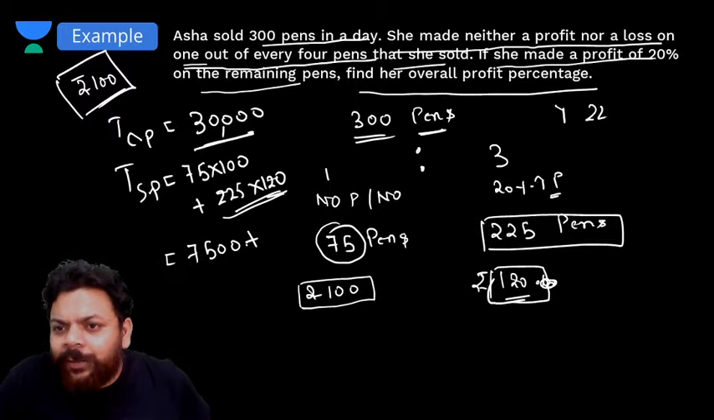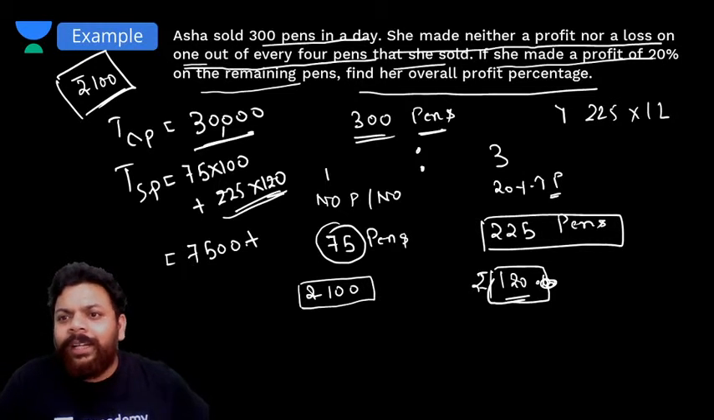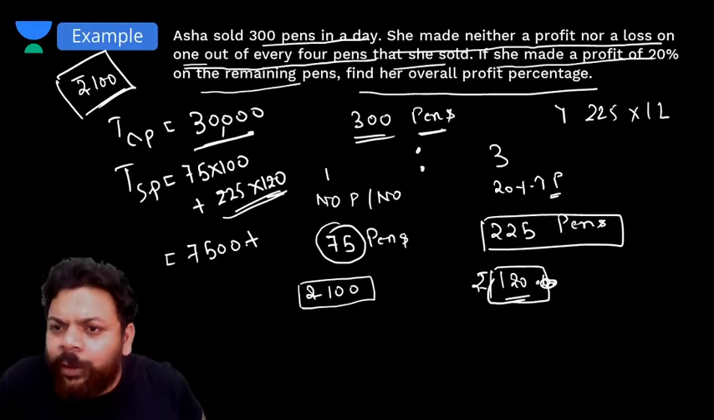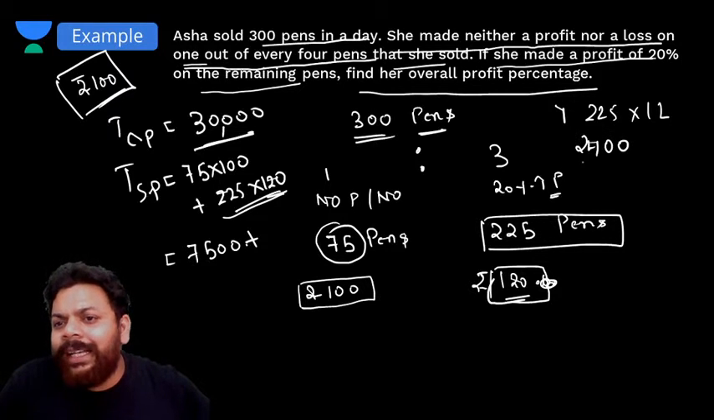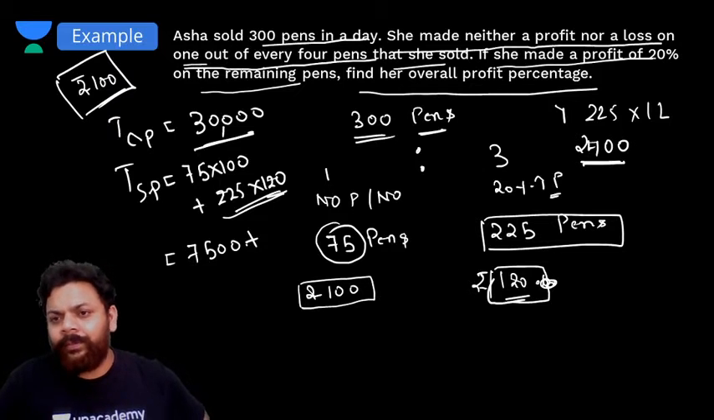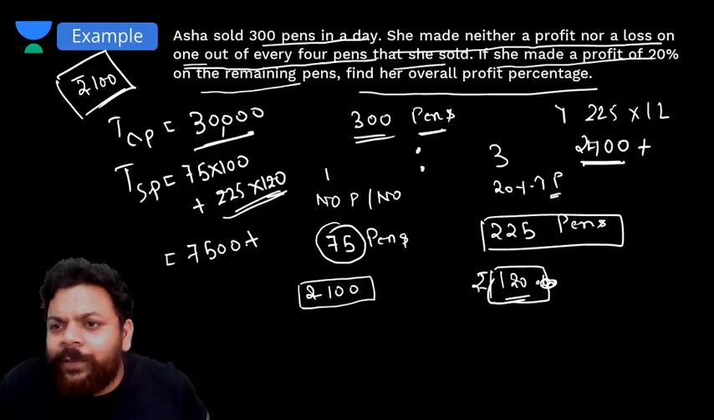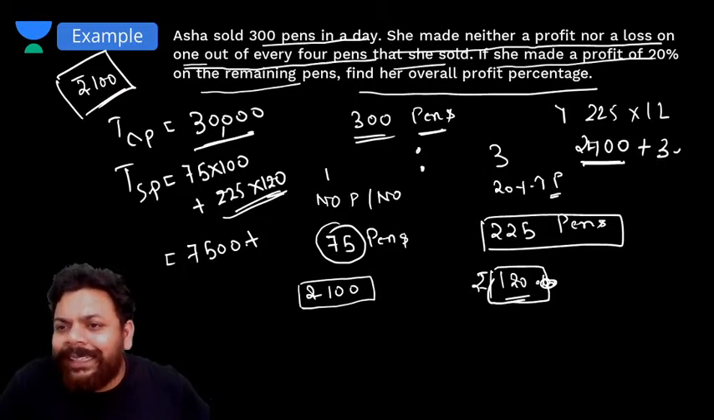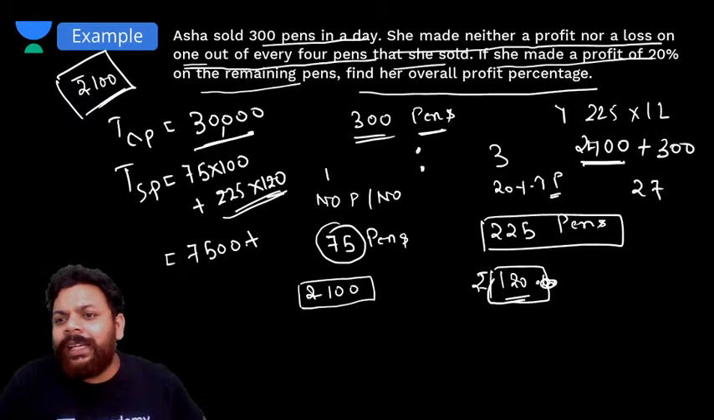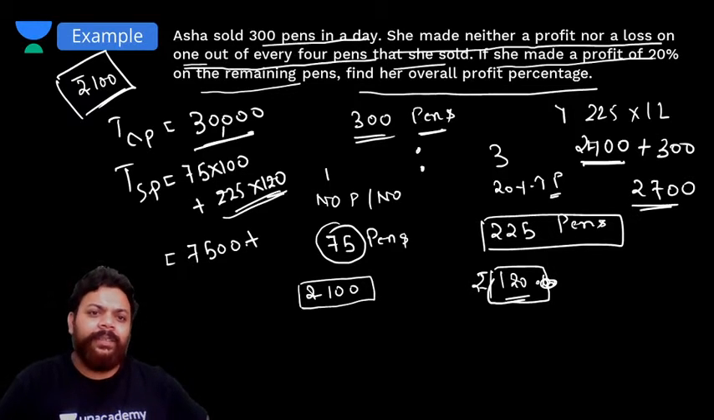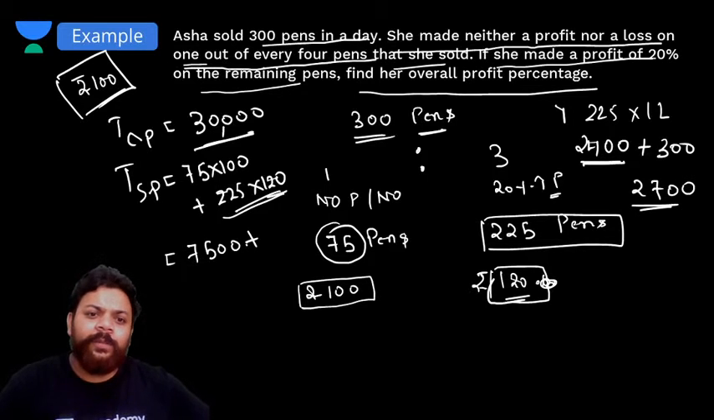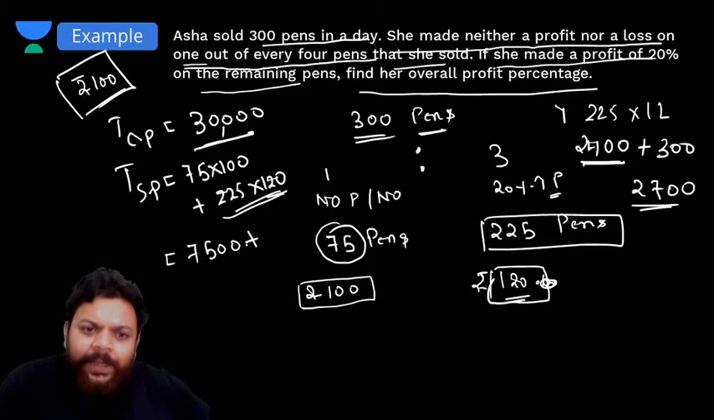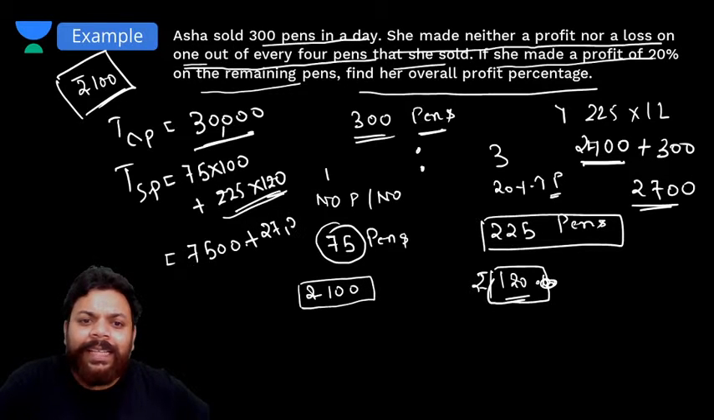I can do it like this: 225 into 12. I'll multiply 200 by 12 and get 2400, and the remaining 25 multiplied by 12 gives 300. So we get 2700 if I multiply by 12. Since here it is 120, I'll get 27,000.